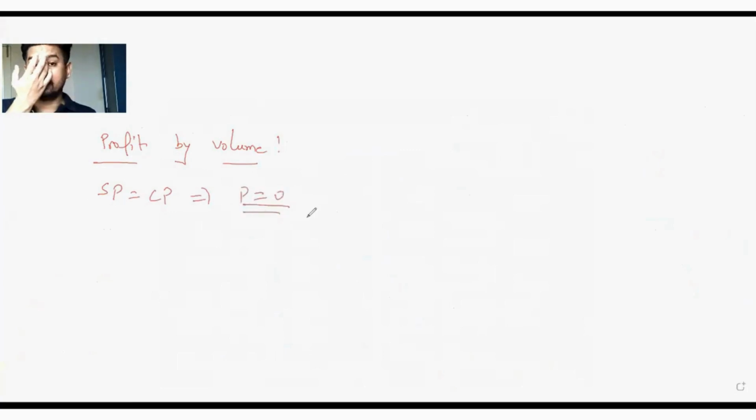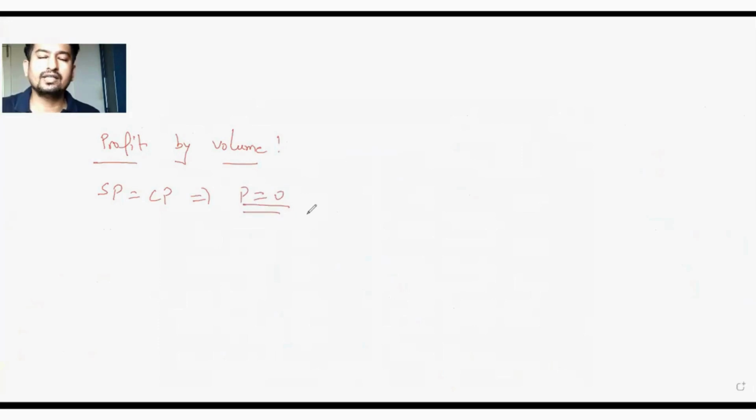A lot of times in a transaction, the seller claims that he's selling at the cost price. That means the selling price becomes the cost price, right? If somebody honestly sells at the cost price, the profit would be zero, right? There won't be any profit that they will make, right?